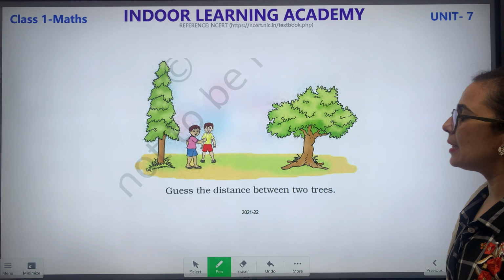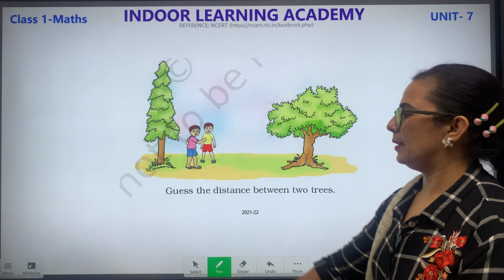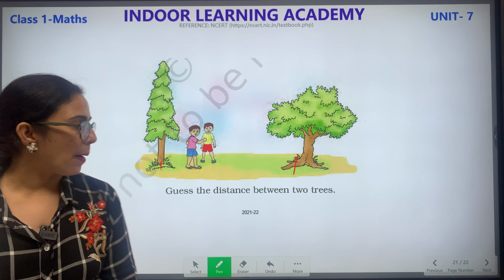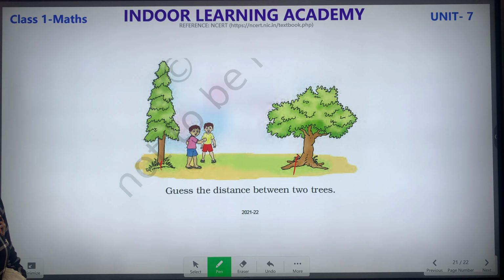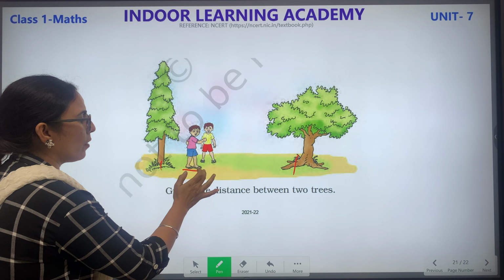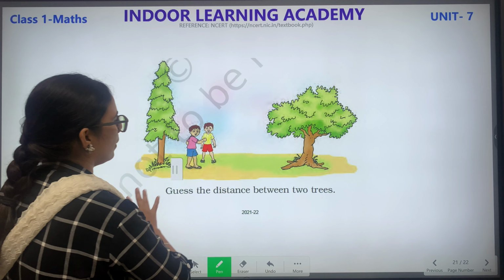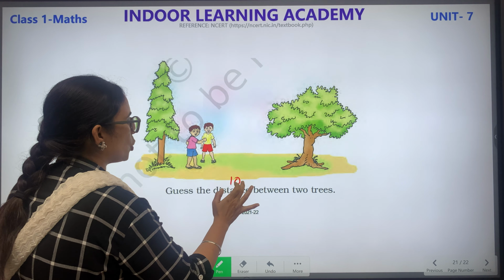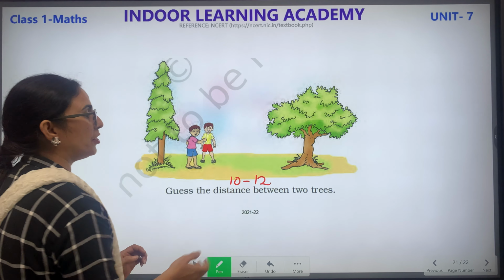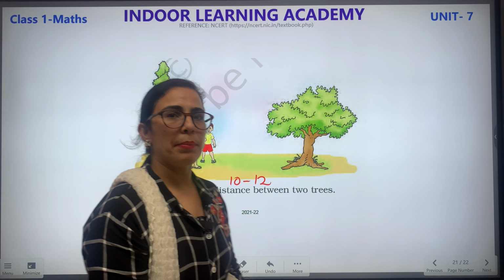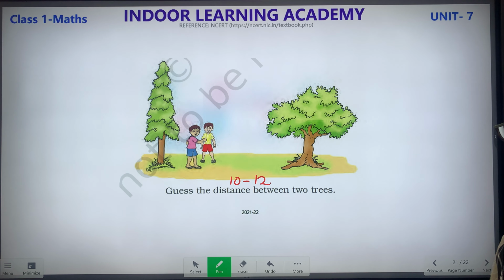Now, guess the distance between two trees. यहाँ पे एक ट्री है और यहाँ पे एक ट्री है. Now आपको क्या करना है? आपको इसका distance बताना है. You can measure with the help of foot. So it might be approx 10 to 12 feet. Fine children. The distance from this tree to here might be 10 to 12.